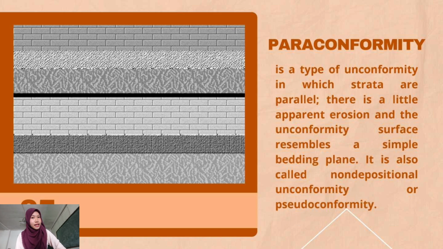So the last one is the paraconformity. It's a type of unconformity in which strata are parallel. There is little apparent erosion and the unconformity surface resembles a simple bedding plane. It is also called non-depositional unconformity or pseudoconformity. So those are the different types of unconformities.